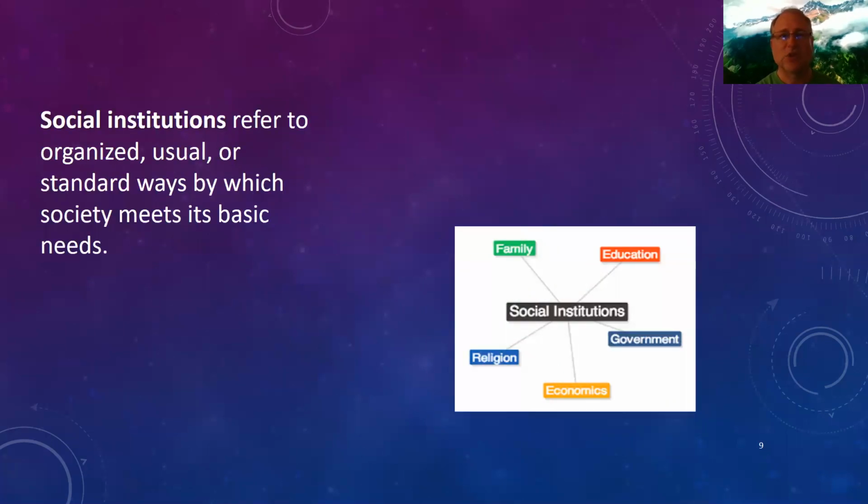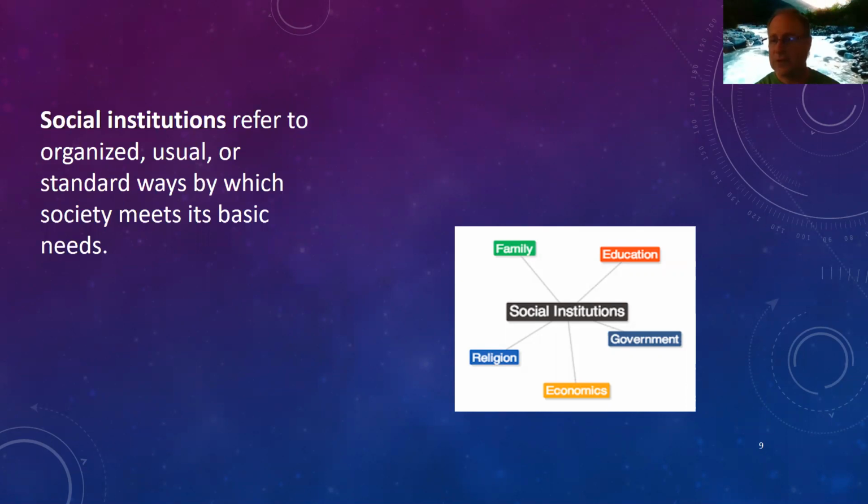And finally, social institutions. This refers to organized, usual, or standard ways by which society meets its basic needs. And sociologists have identified 9 social institutions which are common to all societies, including family, religion, law, politics, economics, education, science, medicine, military, and mass media.